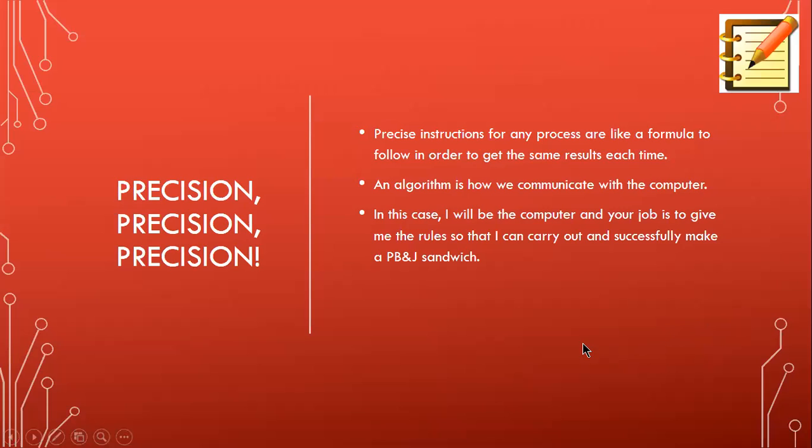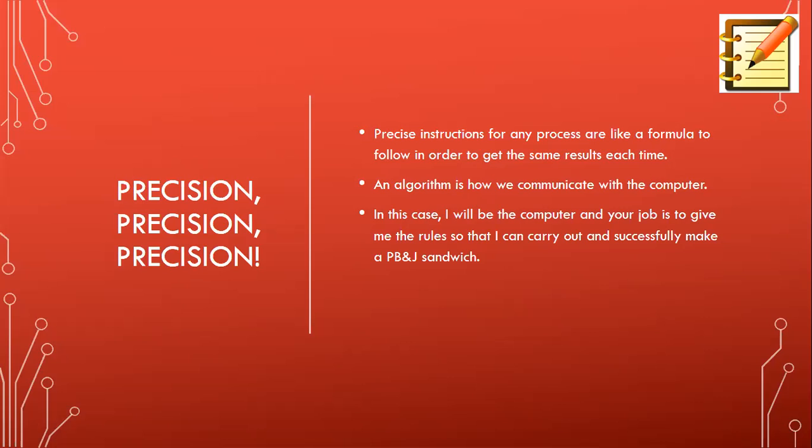All right, so let's take out our notes, okay? So we want precise instructions for any process, okay? So precise instructions for any process are like a formula to follow in order to get the same results each time. An algorithm is how we communicate with the computer. It's how we communicate that formula, those step-by-step processes with the computer, okay?